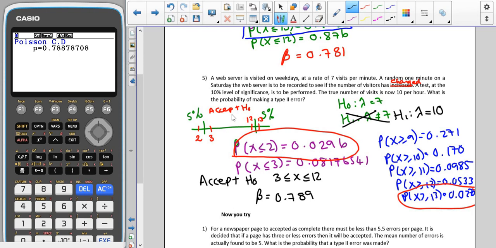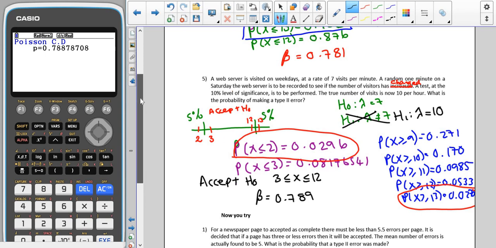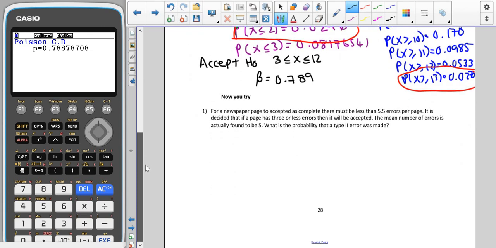And then once you've identified your critical regions, the places where you are rejecting H0, the other part that we have is going to be our accept H0 region. So I would now like you to try the now you try questions. There are some where you are given the region and there are some where you are having to find the region. So just be careful to read it carefully to see if you have been given the significance level or if you are given the values which you are going to use to either accept or reject.